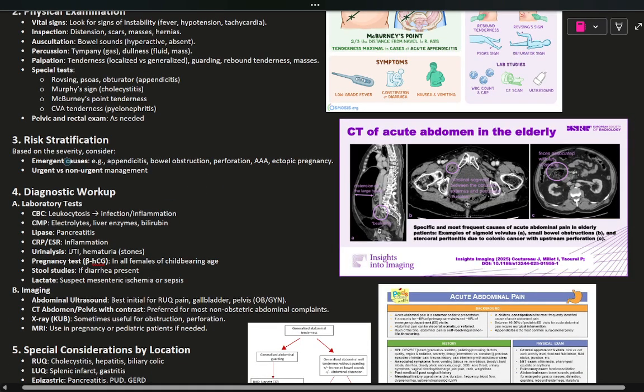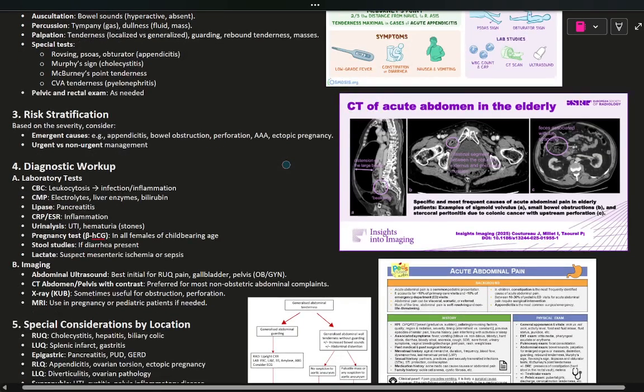If you are in an emergency setting, it is important to do a risk stratification. So you want to think of the following possible diagnoses first, such as appendicitis, bowel obstruction, perforation, AAA, or ectopic pregnancy. And then, if none of these are occurring, then you can focus on whether some non-urgent causes are taking place.